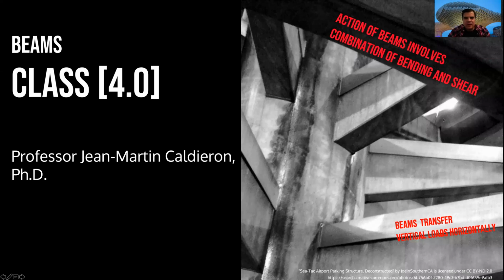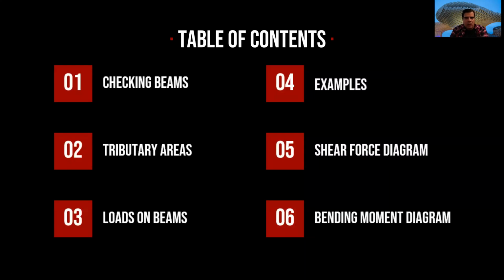This presentation is the theory to understand beams. Beams are elements that transfer vertical loads horizontally. When you have a beam, the load will be transferred to columns or to the base of the building. And usually there is a combination of bending and shear. Those are the elements that we'll be studying today.